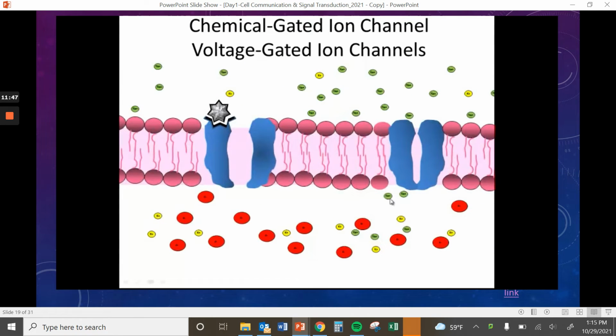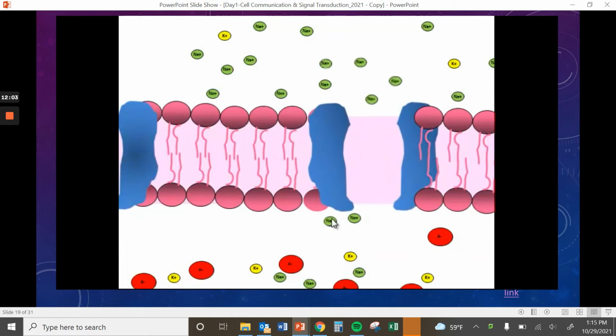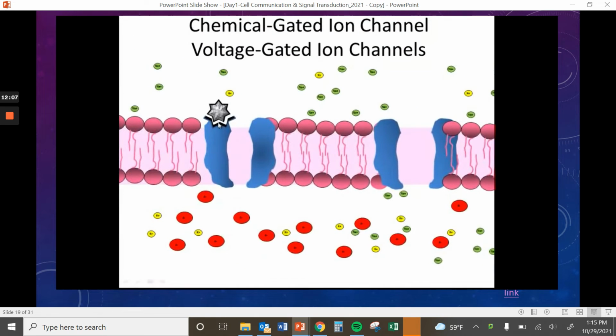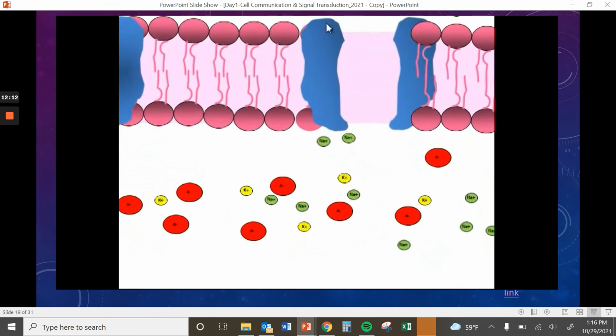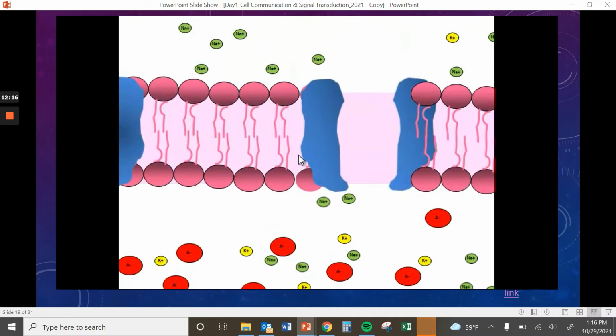Sodium can come rushing in and may affect another type of ion channel, but this one is voltage gated. When the voltage around this ion channel gets to a threshold, a very specific level, then it too can open up and ions can come rushing in. So in this case, a chemical opened it up, and in this case, these positively charged ions came into the cell, changing the polarity around this ion channel and opening it up that way.